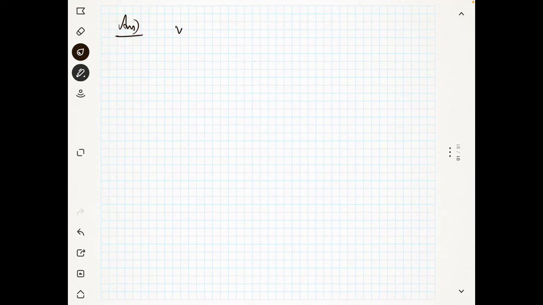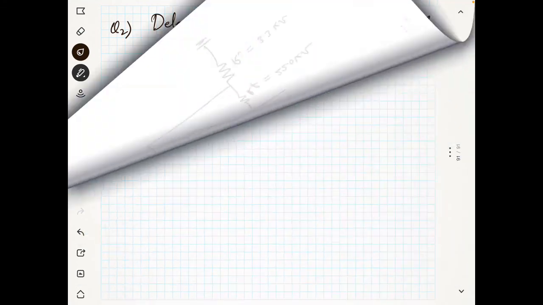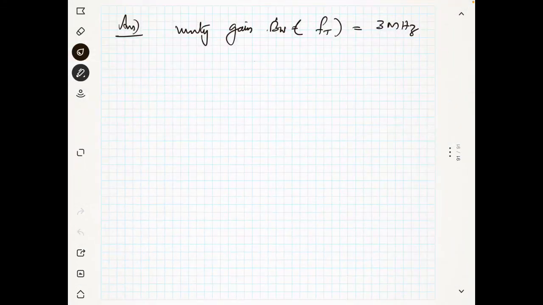Answer: the unity gain bandwidth, which is nothing but FT, is given as 3 megahertz. So this is given in open loop. Actually basically it is talking about the open loop. So the open loop gain of the op amp is 100 dB and unity gain bandwidth is 3 megahertz.